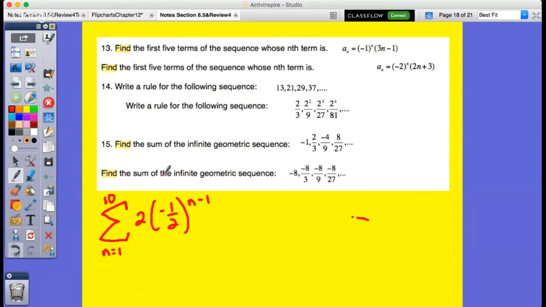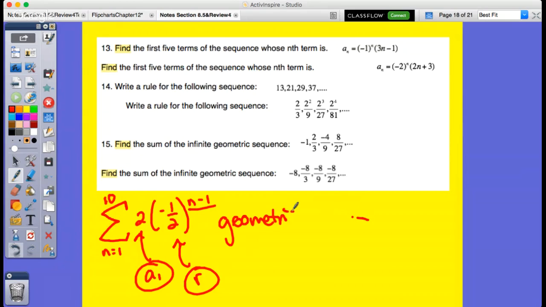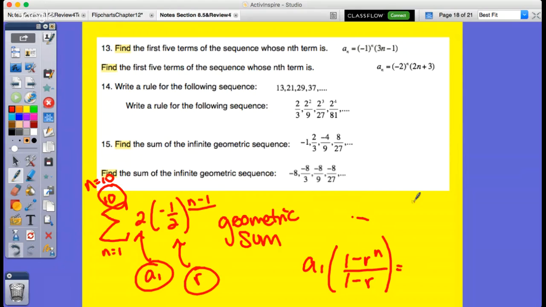Since we knew it was geometric, we knew a sub 1, the first term, is 2, and we knew r was negative 1/2. Because it had a power within it and followed the geometric nth term, we said that this was geometric, and it was a sum. Since it went to 10, from 1 to 10 there were 10 numbers we were summing, so 10 was n. Then we simply plugged it into our finite geometric formula, which many of you had no problems with.